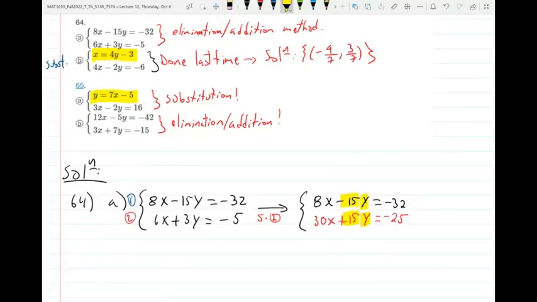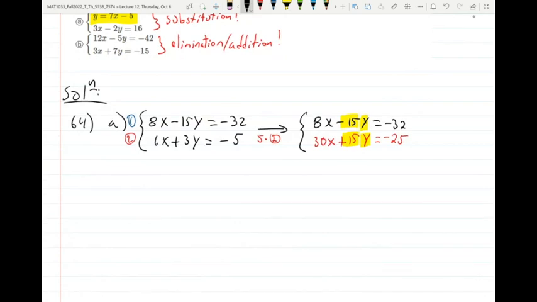Why is this beneficial for us? Because now we add the two equations. When you add equations, you do left with left and right with right. When you add them, what's going to happen with the terms that have the y? They're gone because they are opposite, right? That's why we did this. That's why we wanted 15 here. And that's the idea of this method. That's why it's called elimination. And then also addition because you add the equations.